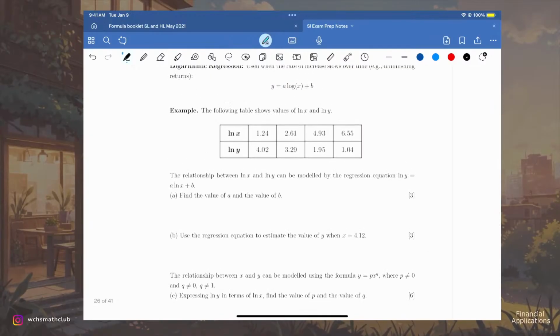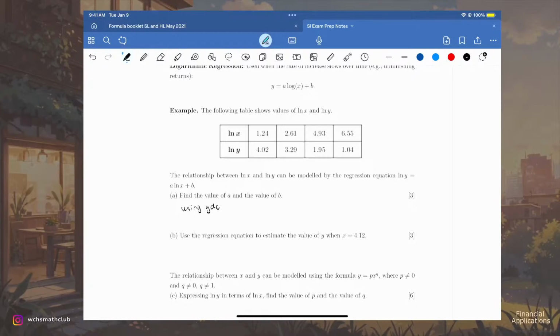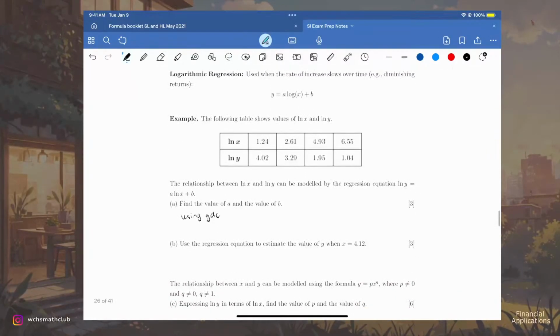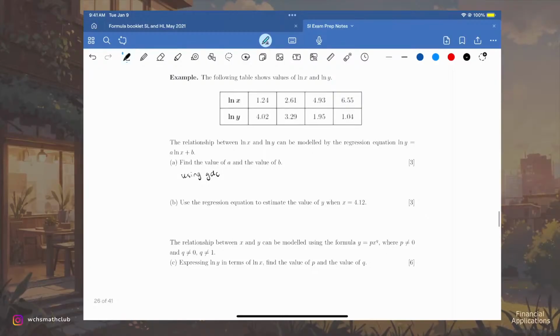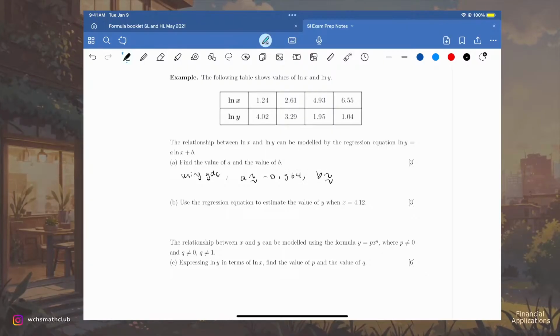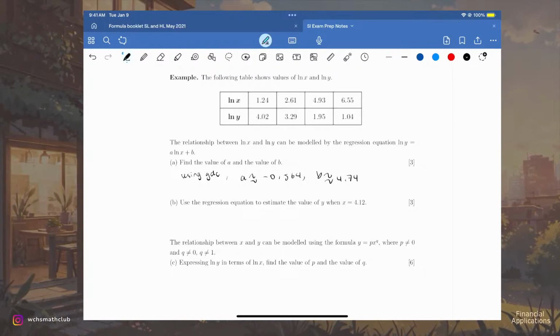To find the value of a and the value of b, all you need to do is use your graphing display calculator. For the Casio, if you enter the statistics menu, put in your data, press calc, then go into regression and then logarithmic regression, you'll be able to access this very easily, although the methods will be slightly different for a TI-84. You can easily find that a will be roughly negative 0.564, while b will be roughly 4.74.